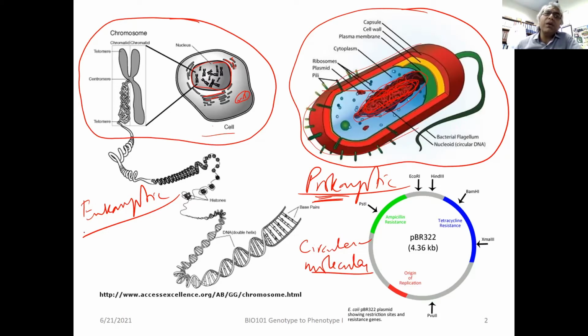In the case of eukaryotes, genetic material or DNA is present in the form of chromosomes.